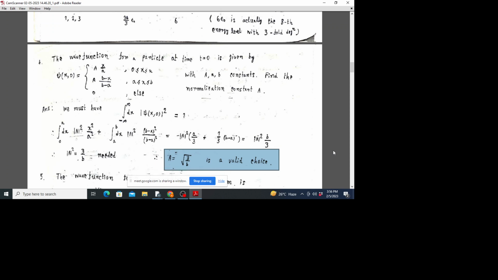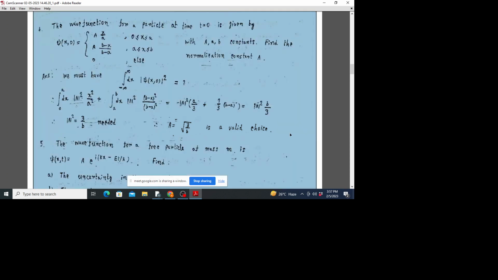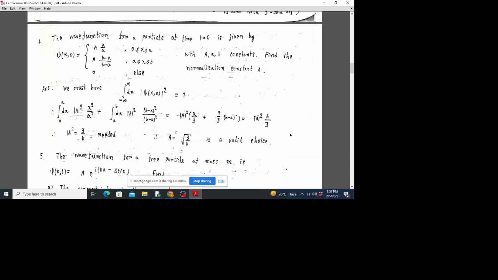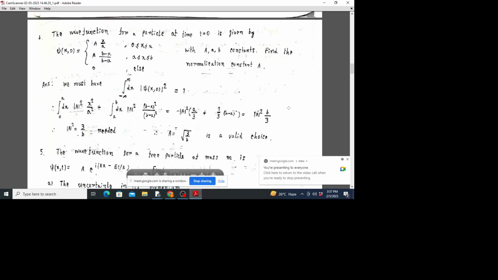I have written it as a choice because you could have multiplied it with an arbitrary phase factor e to the power i phi, and nothing would have changed. But we do not do so, and we simply keep the normalization constant real. So this is a valid choice. That was an easy problem. Okay, now the next one.